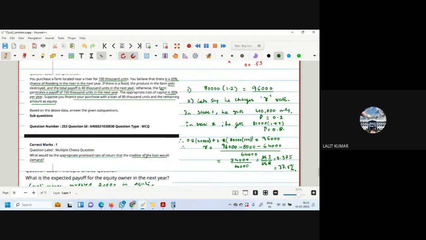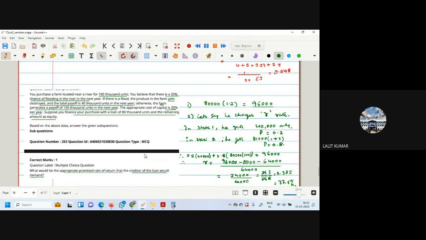Okay, this next question is straight away from the GA question. We have got a similar question in the GA. So please try to solve that and you will get this answer.